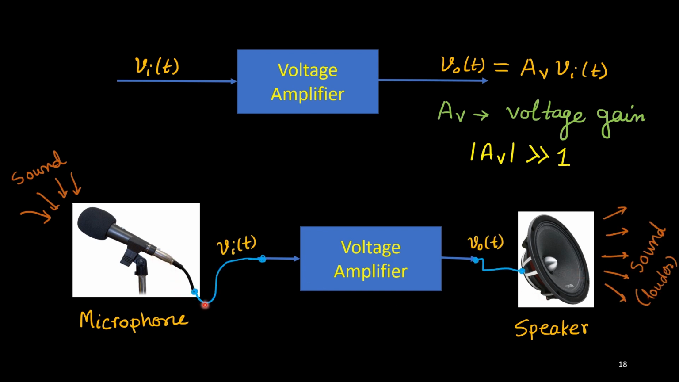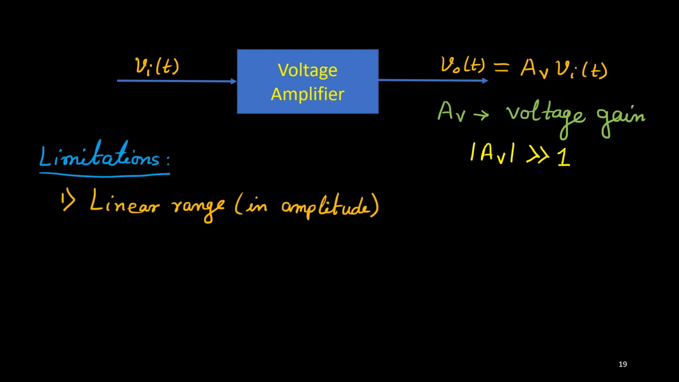So this output is connected to the input of the voltage amplifier, and the output of this voltage amplifier is connected to the speaker. Then we can expect a louder sound from the speaker. So this is one practical example. Now we'll discuss the limitations of a voltage amplifier.